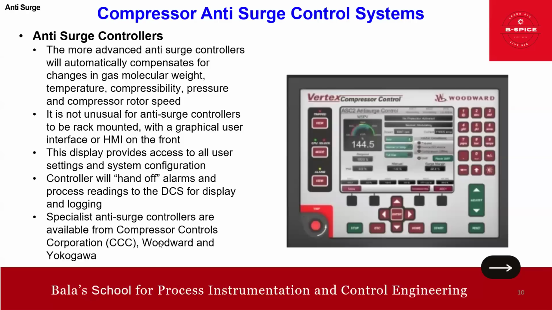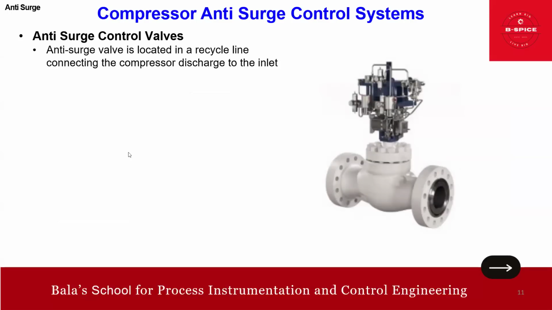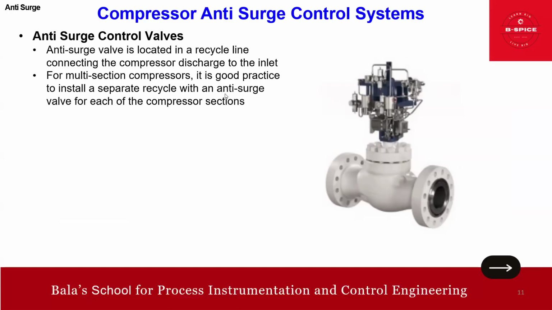And when we talk about anti-surge controllers, we have CCC, that is the Compressor Control Corporation, Woodward, and also Yokogawa. This is all proven. So now we talk about the anti-surge control valve. The anti-surge control valve is located in the recycle line, as we have seen earlier. For a multi-section compressor, it is good practice to install a separate recycle line with an anti-surge valve for each compressor section.